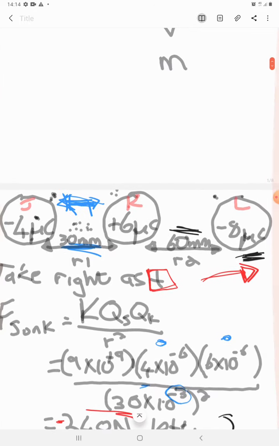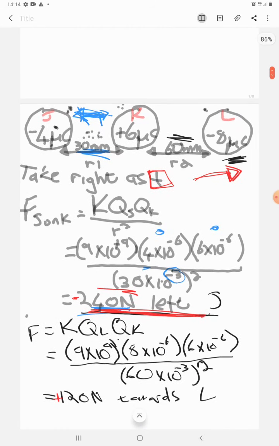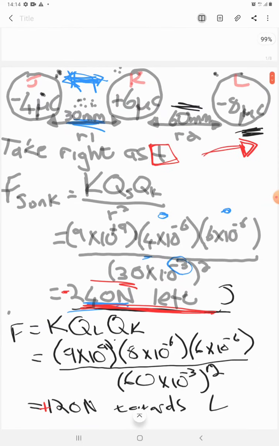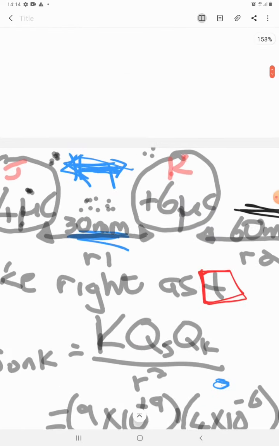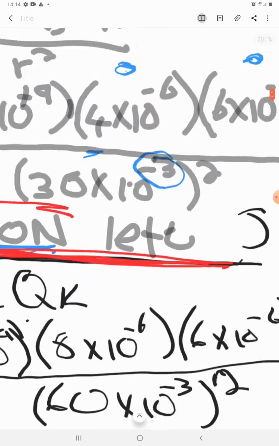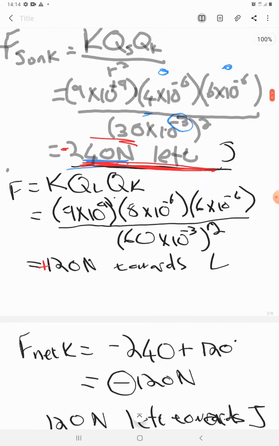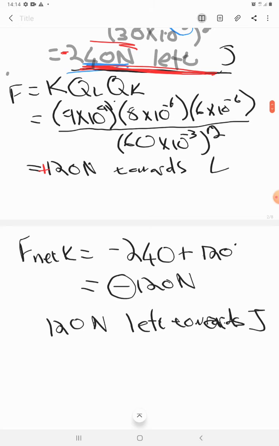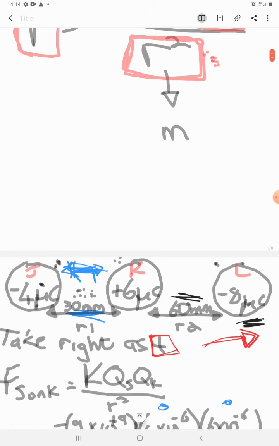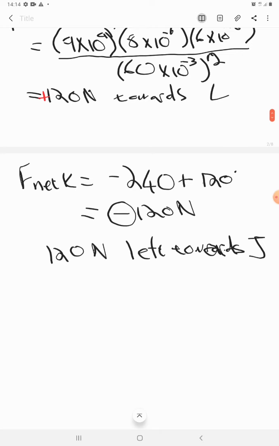I have stated which way is positive. I said take right as positive, and I did my calculations. I know I just got a general 240, but because my K is going from K to J, it's going to be a -240, and this one is going to be from K to L, so it's going to be a positive 120. Then I add those two together. My overall answer was a negative. So overall, from all of this, it is generally just moving towards the left, 120 newtons on the left towards J.